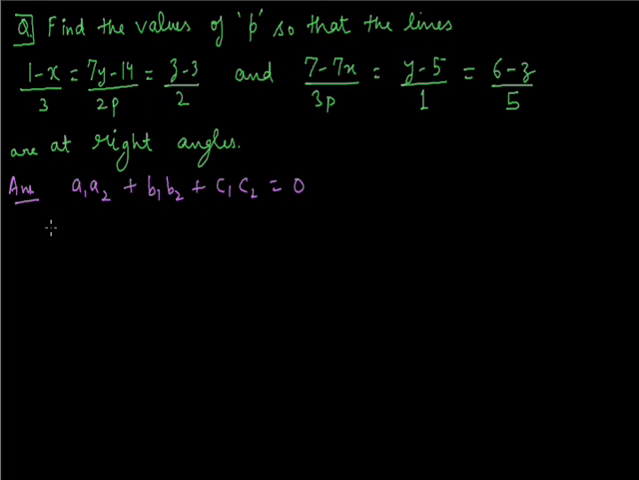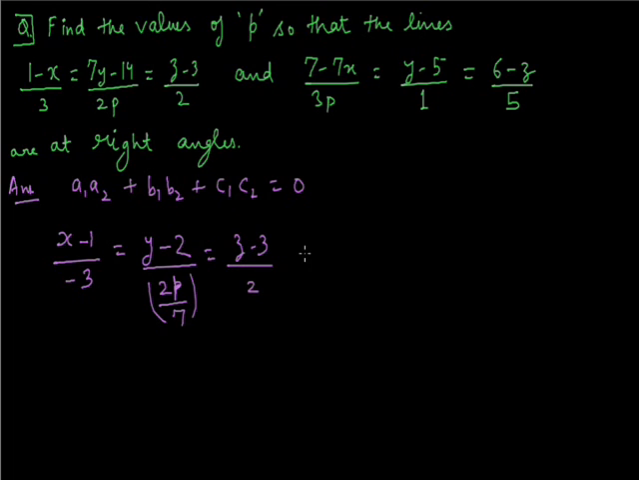The standard form of the first line would be (x minus 1) upon minus 3 equals y minus 2 upon 2p by 7. For converting the first term to the standard form, we have multiplied it with minus 1 in the numerator as well as in the denominator, so it becomes (x minus 1) upon minus 3. Over here, to convert it into standard form, we have divided the numerator and denominator by 7. So it becomes y minus 2 and 2p upon 7. And here it will be the same, (z minus 3) upon 2.